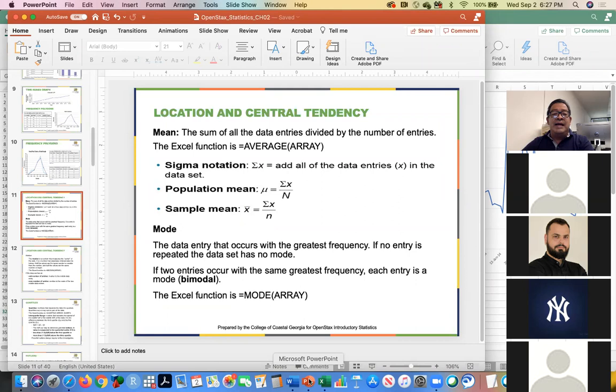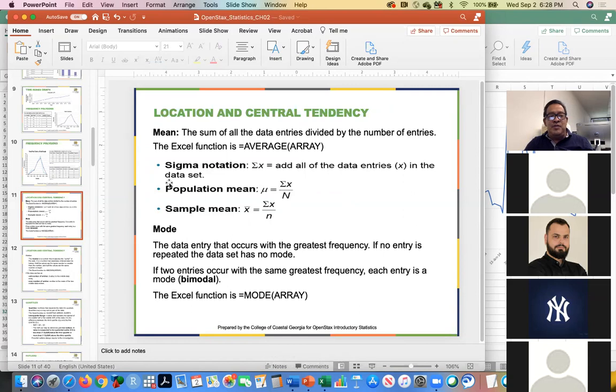The most important of them is the mean. Every time you have data with you, the first thing that you are interested in is knowing the mean value, the average of those data points. For example, if I have all my grades, I don't care for the grades, I care for the mean value. Most of the data, the most important value that we can compute is the mean. So the mean is the sum of all data entries divided by the number of entries.